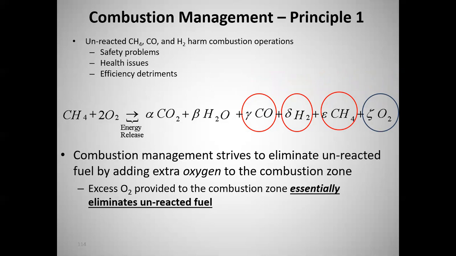So combustion management strives to eliminate unreacted fuel. And how do we do that? We start cramming more oxygen in, because we know we're not going to get perfect mixing, so we have to have more oxygen floating around so that we can burn everything effectively. Excess O2 provided to the combustion zone essentially eliminates unreacted fuel. So we're going to keep cramming in more and more oxygen until we burn all of the fuel appropriately. All the carbon will burn to CO2, all the hydrogen will burn to water vapor, and we won't have anything else combustible left. So that's combustion.